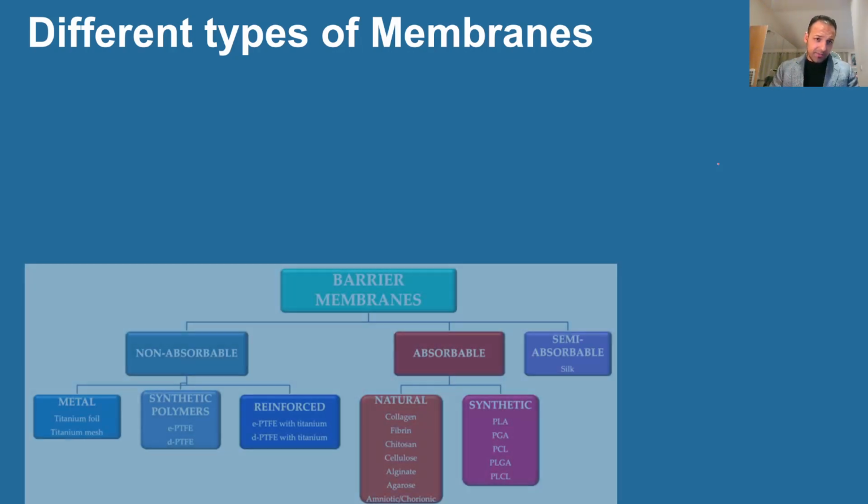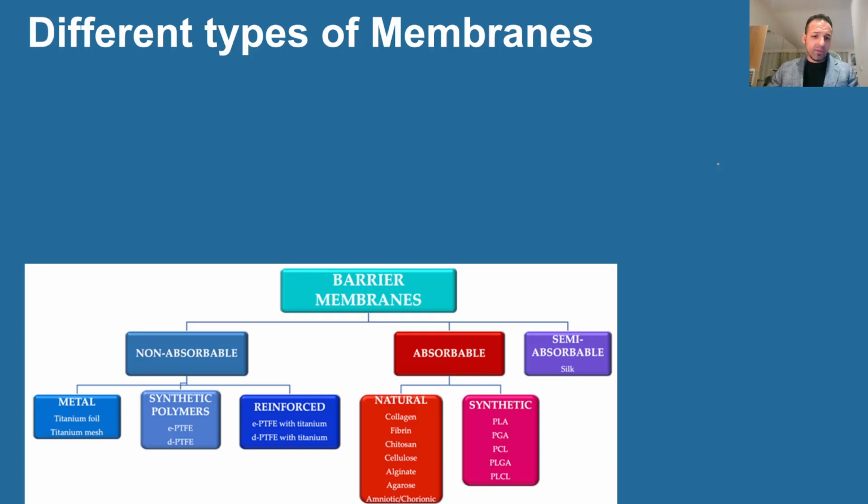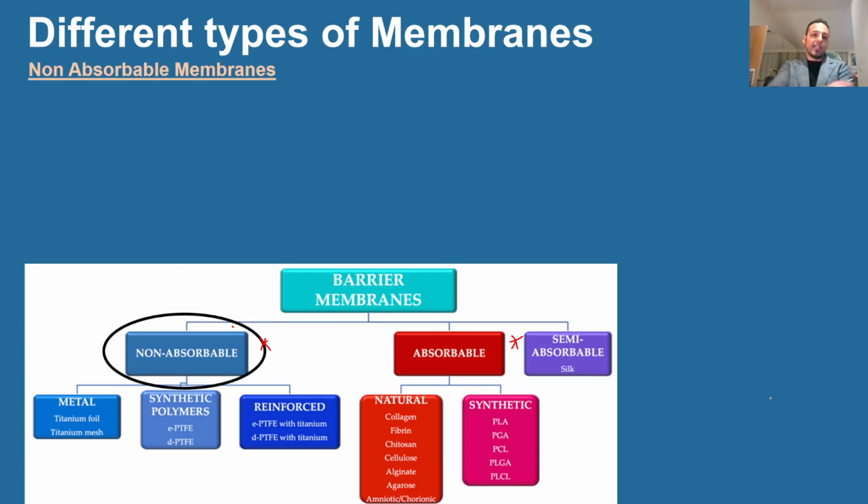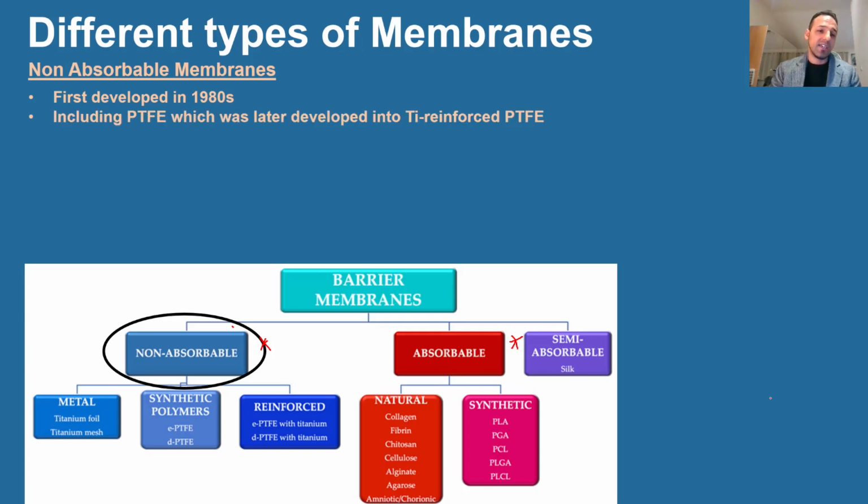And there's different types of membranes. Let's talk about the membrane options that you have. So essentially, barrier membranes can come in non-absorbable and absorbable forms. And we're going to talk about non-absorbable initially. The first developed non-absorbable membranes were in the 1980s, including PTFE, which was later developed into titanium reinforced PTFE.